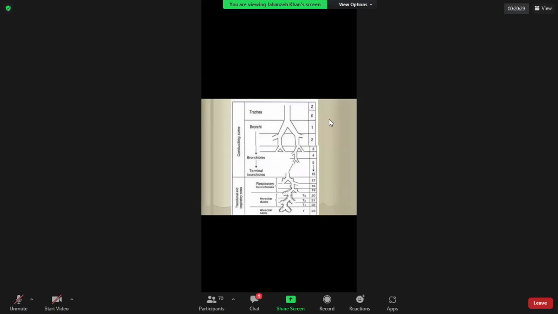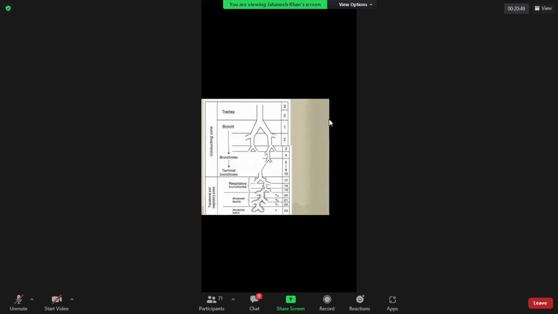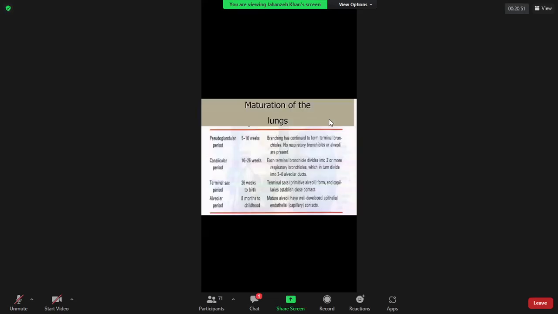Then respiratory bronchioles are forming. As you come downwards, from 20 to 21, 22, you are seeing that the formation of alveolar ducts has happened. And from 23 onwards, the formation of alveolar sacs continues. So again, this is the repetition of this chart in which you are seeing the maturation of the lung that we have already discussed previously.